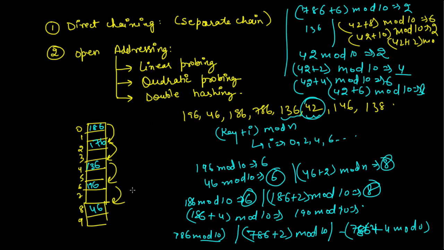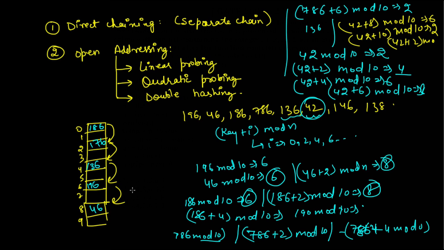This condition is called secondary clustering, where I have filled all the even locations and I cannot put any other data. So this is secondary clustering. The first was primary clustering, where all the data was condensed at one single position, around one single location, okay?